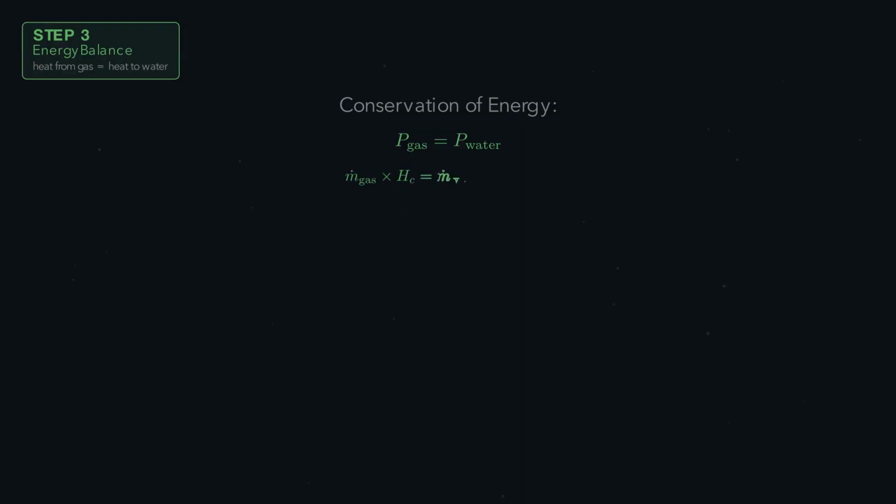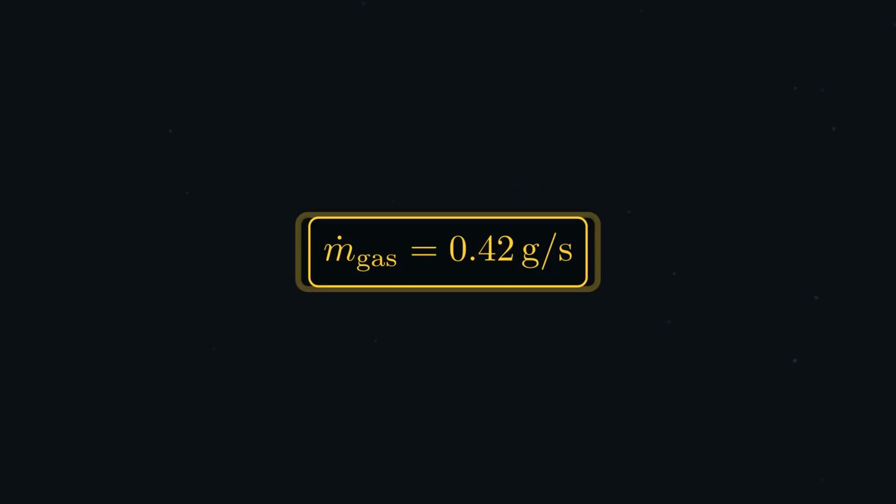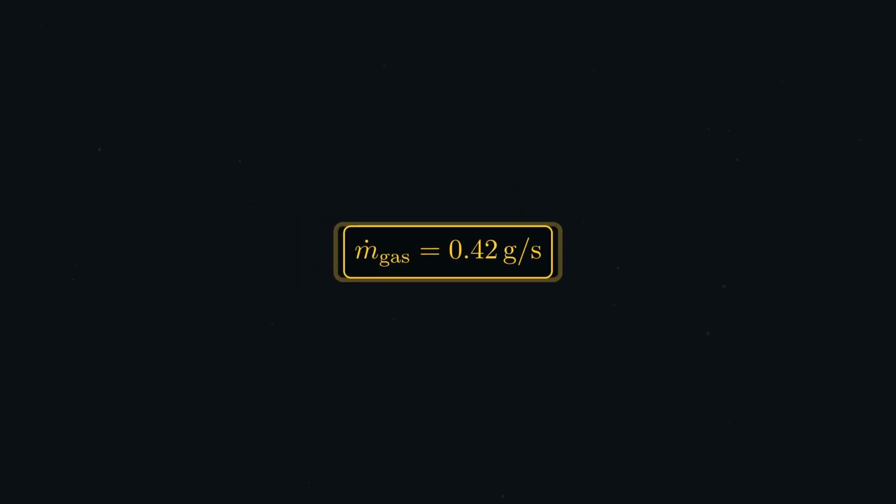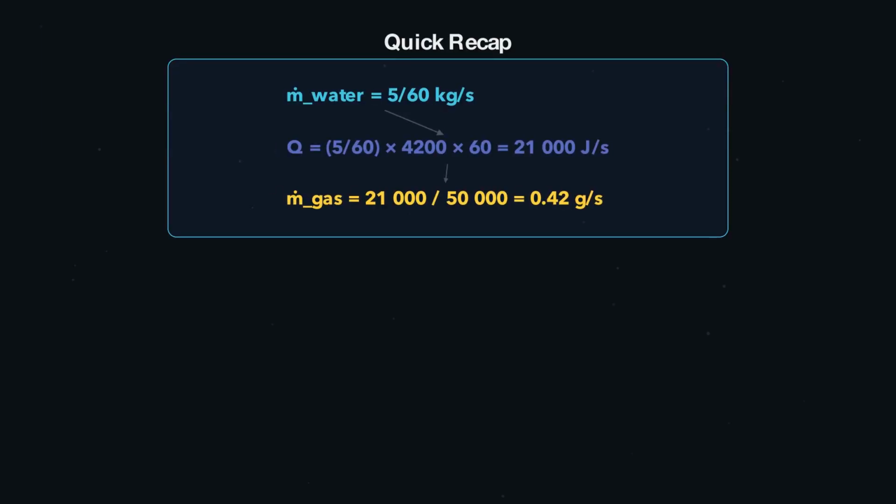Every gram of gas releases 50,000 joules when it burns. To deliver 21,000 joules per second, we divide 21,000 by 50,000, giving us 0.42 grams per second. The answer is option 4, 0.42 grams per second. Energy in equals energy out, a direct application of conservation of energy.